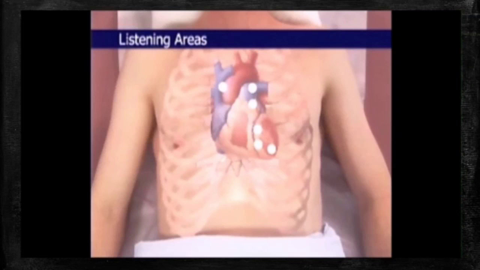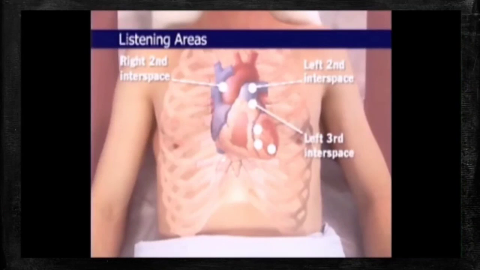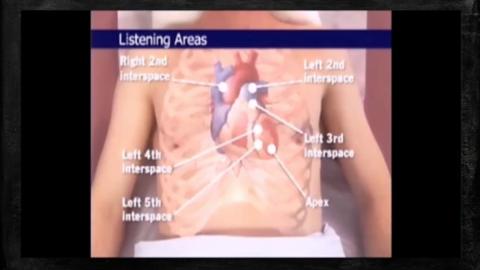You will listen for S1 and S2 in each of the 6 listening areas. In the aortic area, in the right second interspace close to the sternum. In the pulmonic area, in the left second interspace close to the sternum. In the left third interspace, in the tricuspid area, in the left fourth and left fifth interspaces, and in the mitral area at the apex.